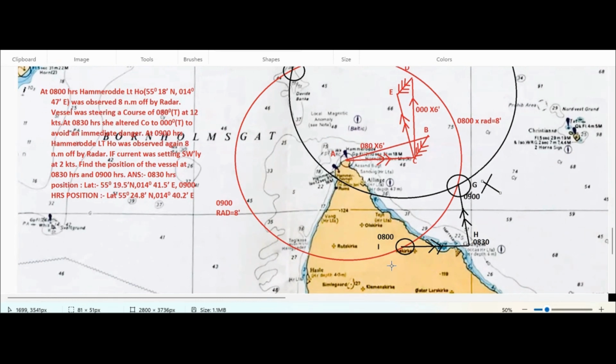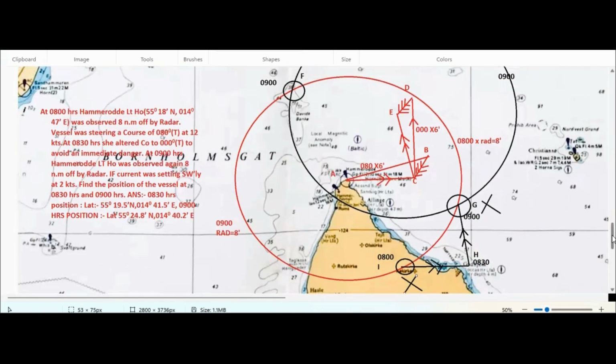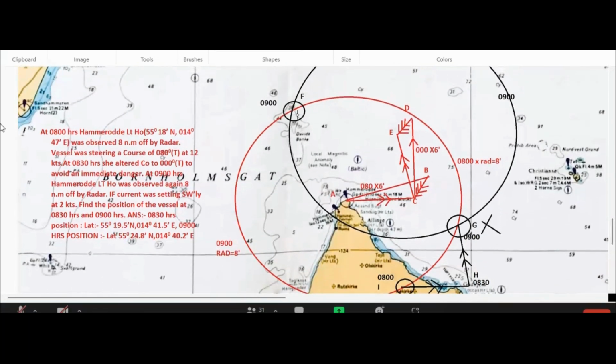And you measure it, and that means 8 o'clock is the position I'm getting on the circle, which is 8 miles off. 8 o'clock, fine, we are getting, but this point is on top of the land. The vessel cannot be on top of the land. So this is not possible. That means what is not possible? G position is not possible. So your G is cancelled. Now I go to the other position. Other position what? F. The F position was the other one.